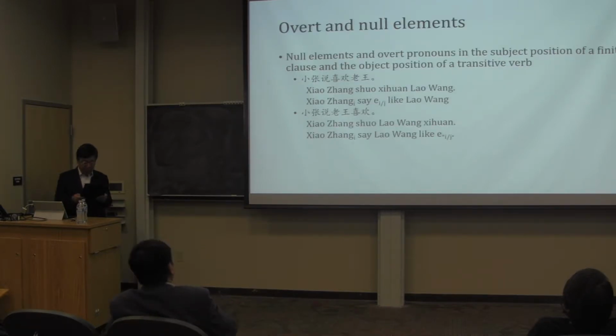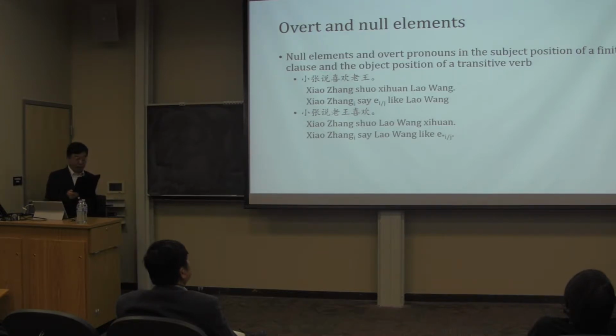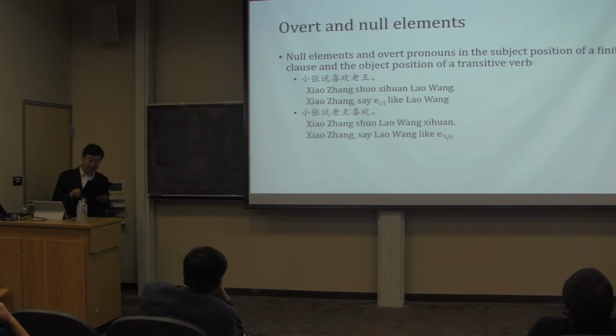Okay, now let's come to the next phenomenon, that is overt and null elements in Chinese, which concern both an internal interface and an external interface. So Chinese allows both null elements and overt pronouns in the subject position of a finite clause and the object position of a transitive verb, as shown in the examples. So the two sentences are both well-formed.